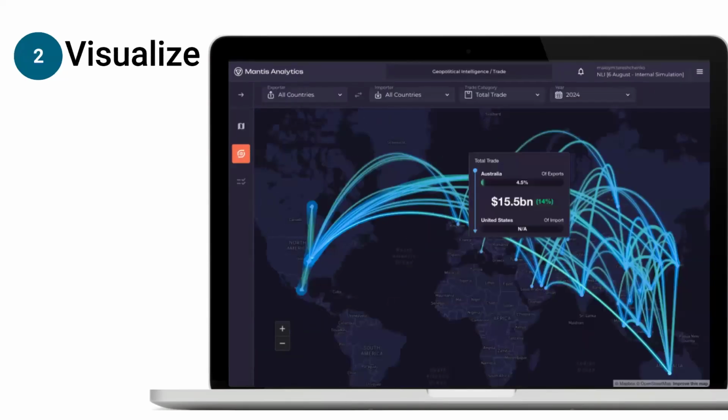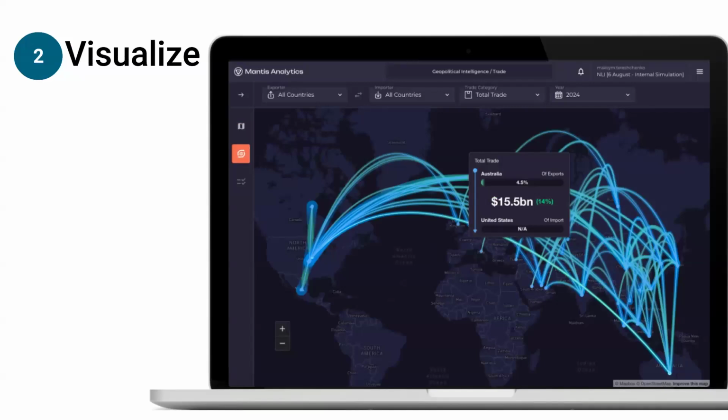Also, we help visualize additional data points, for example, global trade flows data or country profiles, and so on and so on. So our platform is focused on effective visualizations that analysts can focus their attention on, on what matters most.